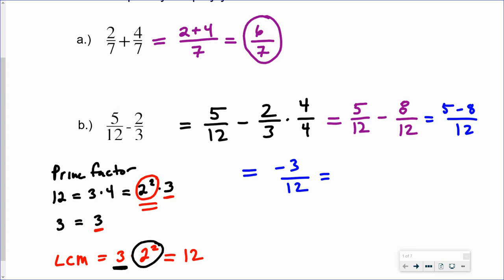And now we just want to make sure that we simplify this as far as we can. So -3 over 12, -3 and 12 share a common factor of 3. So this is going to simplify down to -1/4.